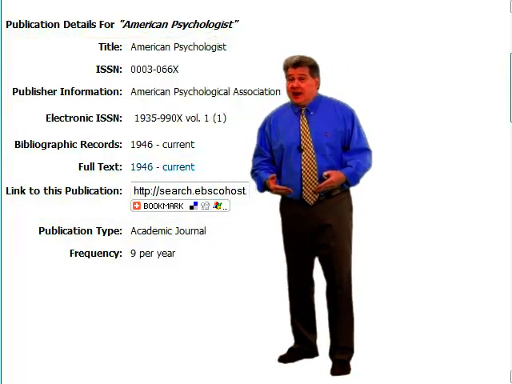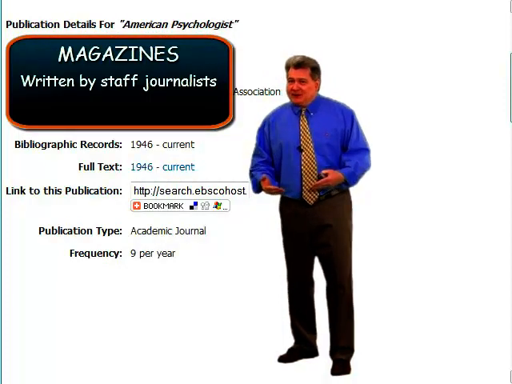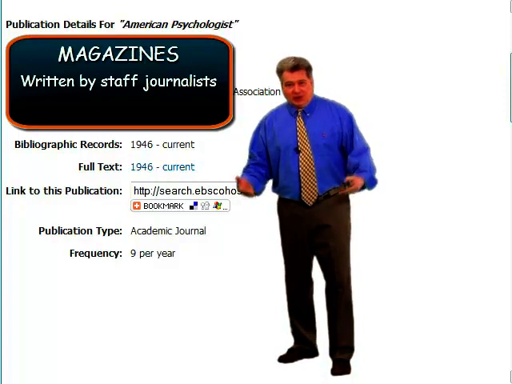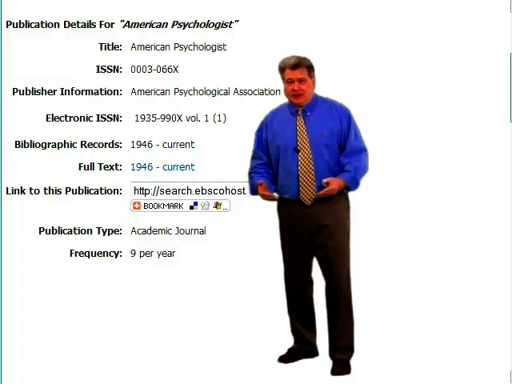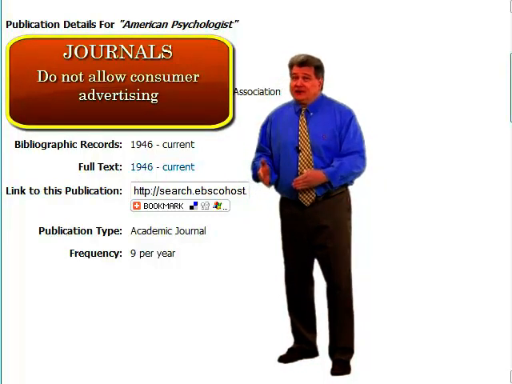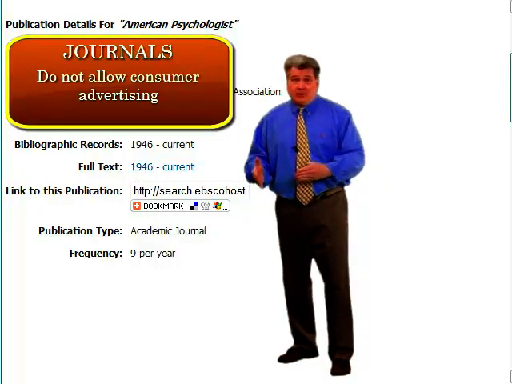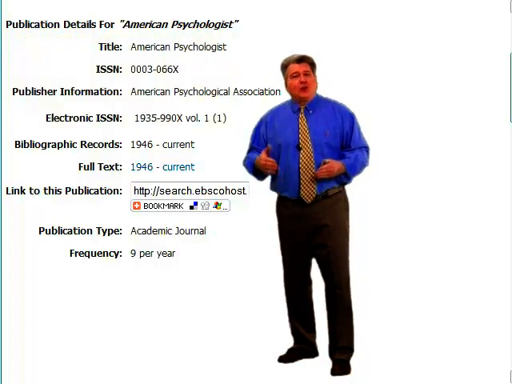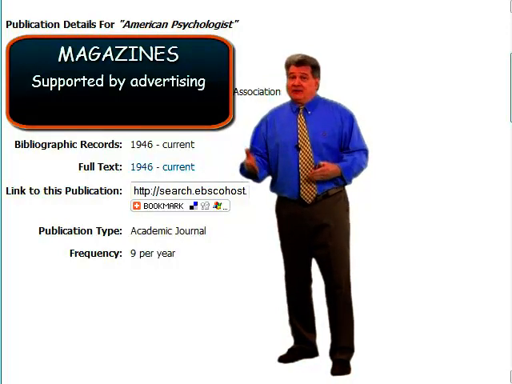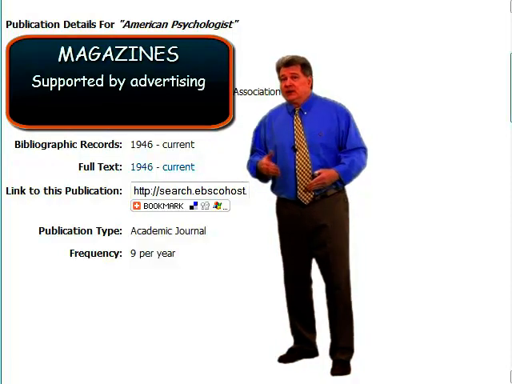in a field, and a magazine. Magazine articles are written by staff writers who are generally journalists who write about a lot of different topics. Also, most journals do not take consumer advertising and are not beholden to advertisers, whereas magazines do take advertising, and that advertising also influences content.